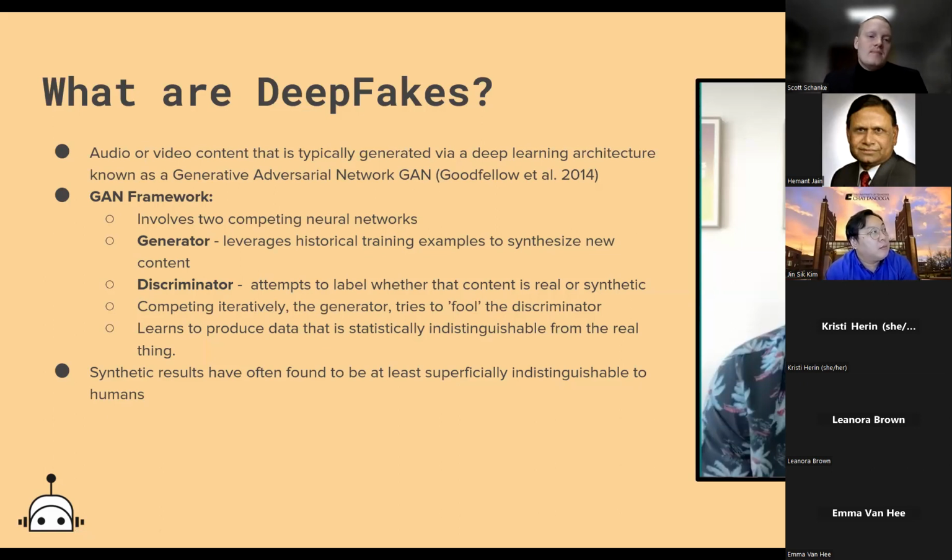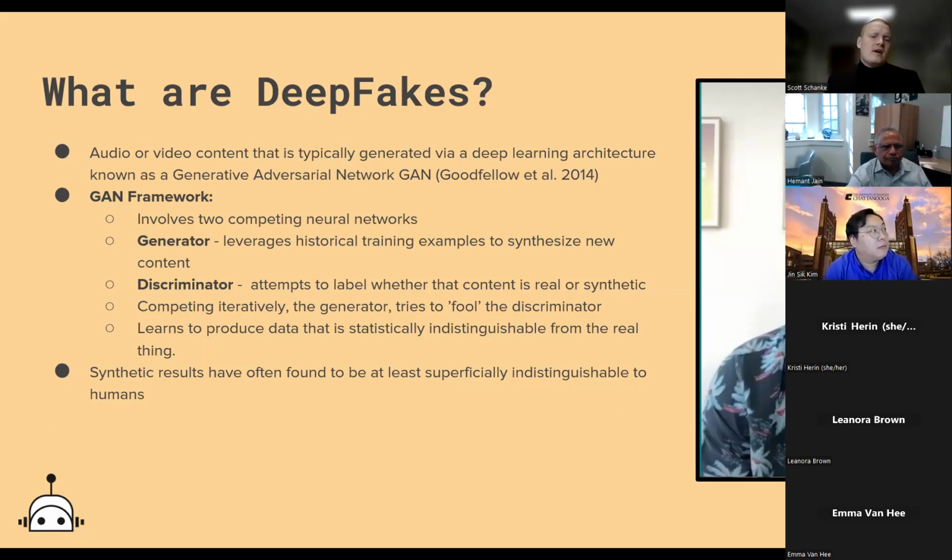Okay, so the GAN framework involves two competing neural networks. You have a generator that leverages historical training examples to synthesize new content, and then you have a discriminator that attempts to label whether that content is real or synthetic, right? The idea is that these two compete iteratively, and the generator tries to fool the discriminator. Eventually the generator learns how to produce data that's statistically indistinguishable from the real thing.